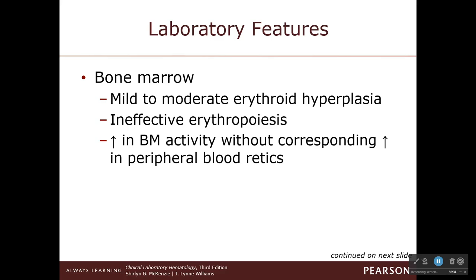Yeah. So bone marrow testing, of course, is necessary. So mild to moderate erythroid hyperplasia. Okay, so hyperplasia means what? Increase. Hyper does. What's plasia mean? That actually means increase in the number of cells, which is kind of weird, right? Because we would think if we have iron deficiency, we wouldn't be making cells. But why are we making cells?